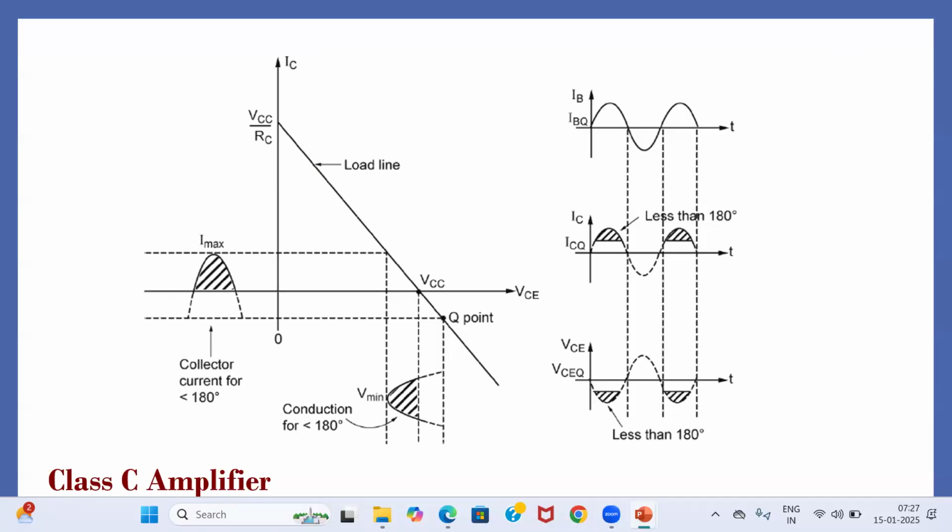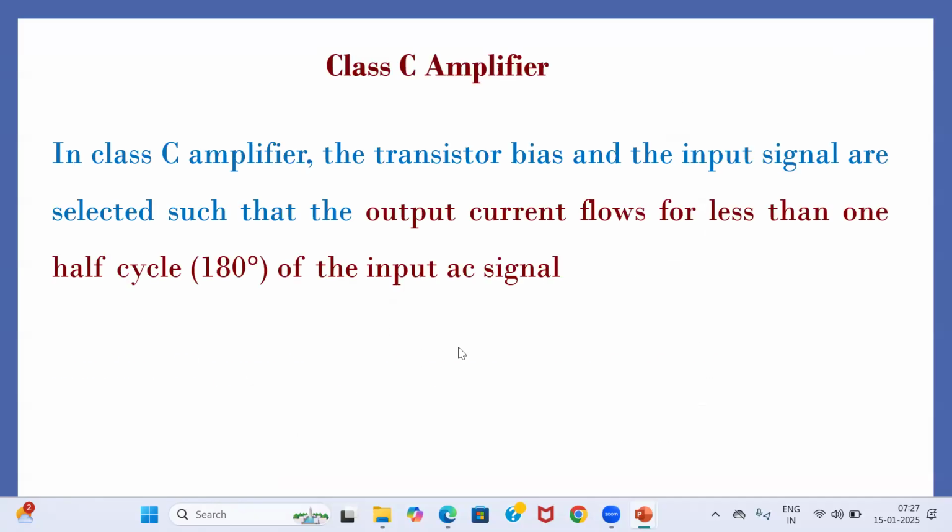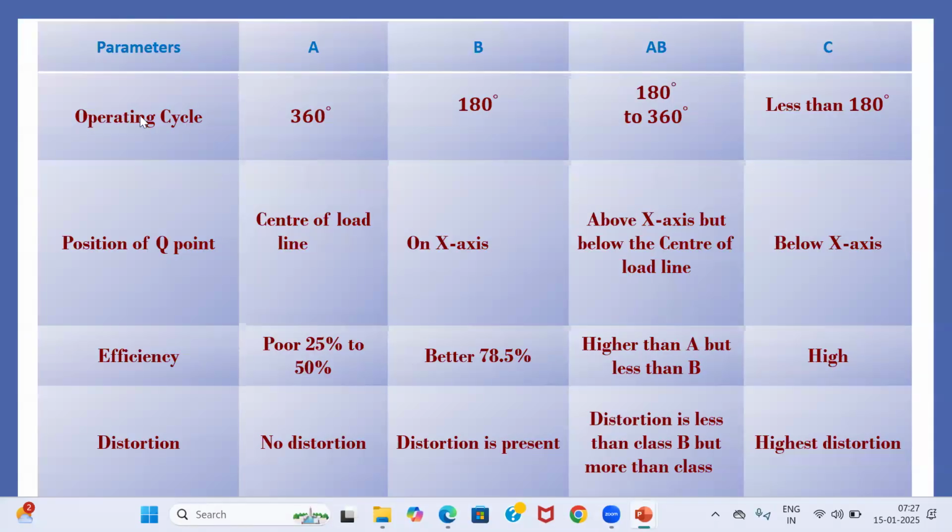All these types of amplifiers are classified based on the operating cycle: 360 degrees, 180 degrees, 180 to 360 degrees, and less than 180 degrees. The position of the Q point for class A is the center of the load line, for B it is on the x-axis, for class AB it is above the x-axis but below the center of the load line, and for class C it is below the x-axis. Efficiency for class A is poor, around 25 to 50 percent. For B it is 78.5 percent, for class AB higher than A but less than B, and for class C it is very high.